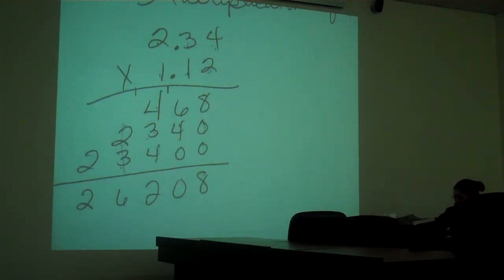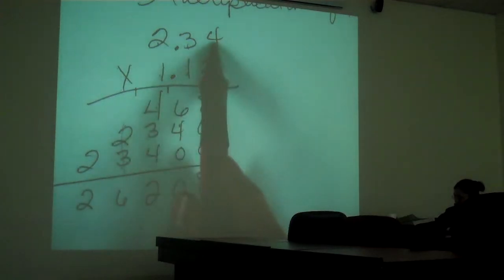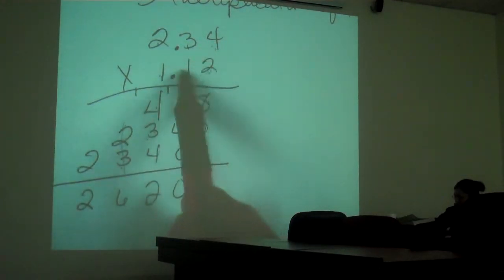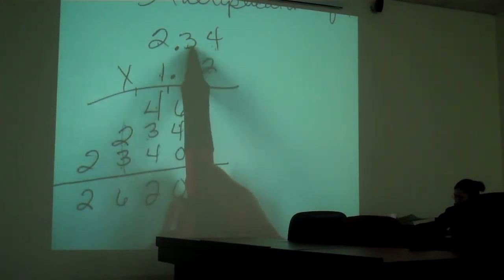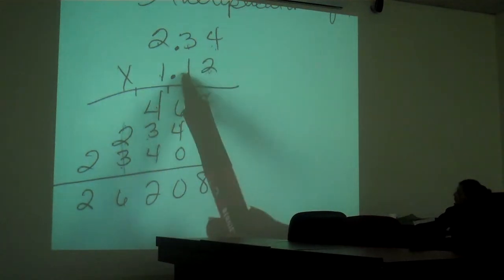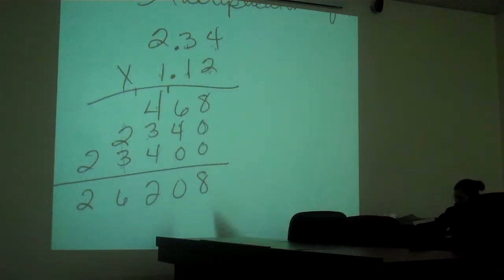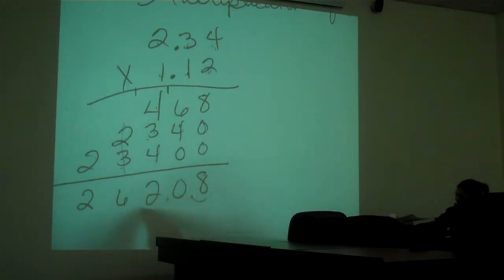What you're going to do is count how many numbers are behind the decimal. That's how far you're going to move it. You have 1, 2, 3, 4. So from the right side, go 1, 2, 3, 4, and that's where your decimal goes.